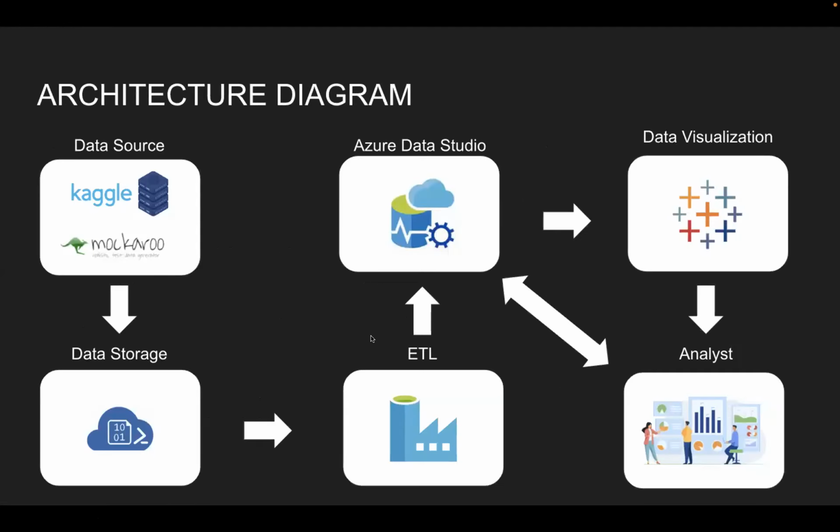The next is our architecture diagram. First, we get some data from Kaggle, and we also create some data manually from macro. We did data cleaning, such as removing duplicates and null values, using Python for the data from Kaggle. Then we store the clean data in Azure data storage.